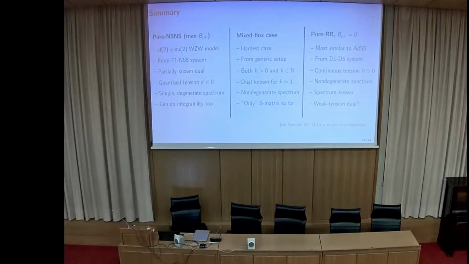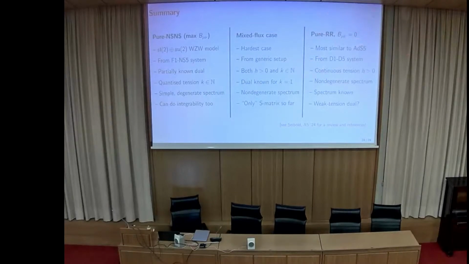And then when you turn on this mixed flux, this Ramond-Ramond flux, you go to the mixed flux case, and the spectrum becomes non-degenerate. It becomes much more complicated. And this is the case that you can only do by integrability. This general case of mixed flux is the one that we have not finished doing. We have done the extreme opposite of NSNS, which is just Ramond-Ramond. This is when you don't have any B field. It is the one related to D1, D5.